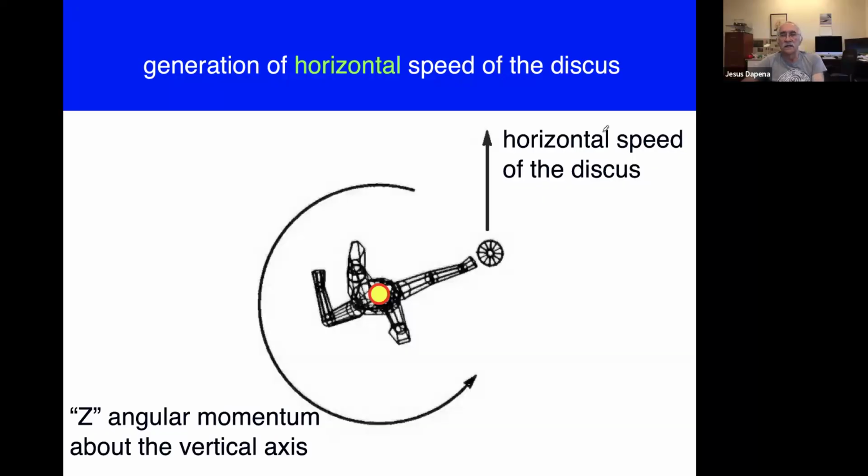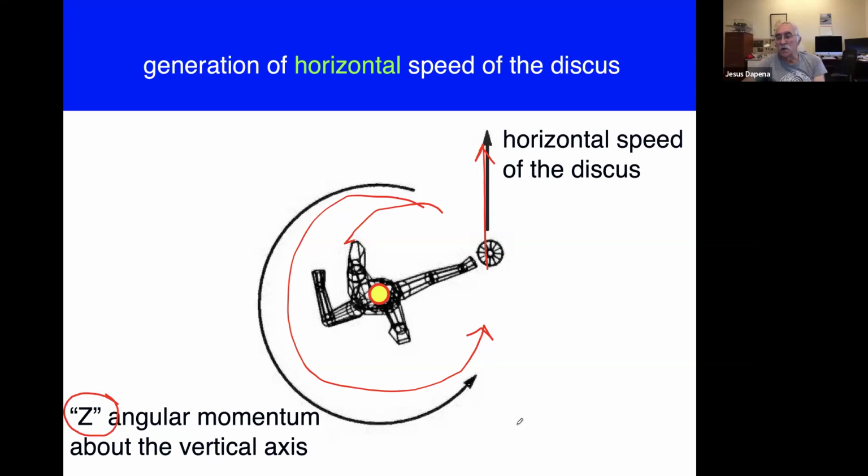For the generation of horizontal speed of the discus, it's obviously important to have a counterclockwise rotation as viewed from above. So you can see that this rotation like this helps to produce this velocity of the discus. Normally, this rotation, counterclockwise seen from above, is produced by the z angular momentum.